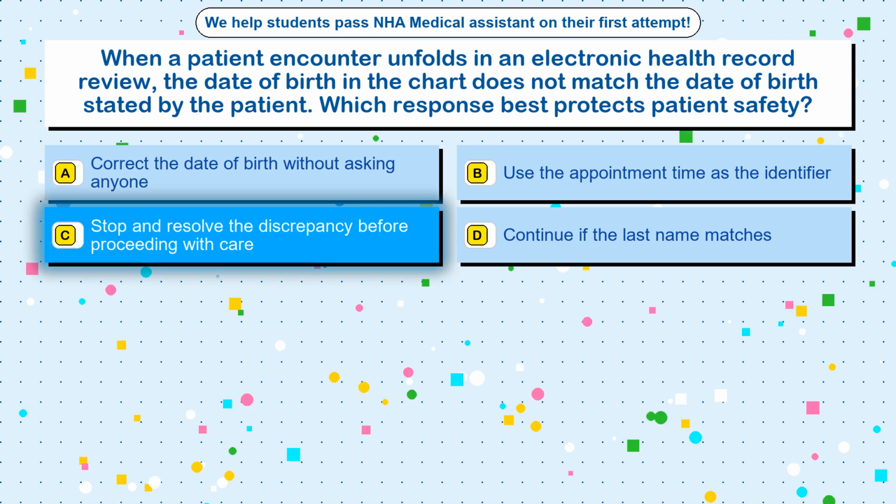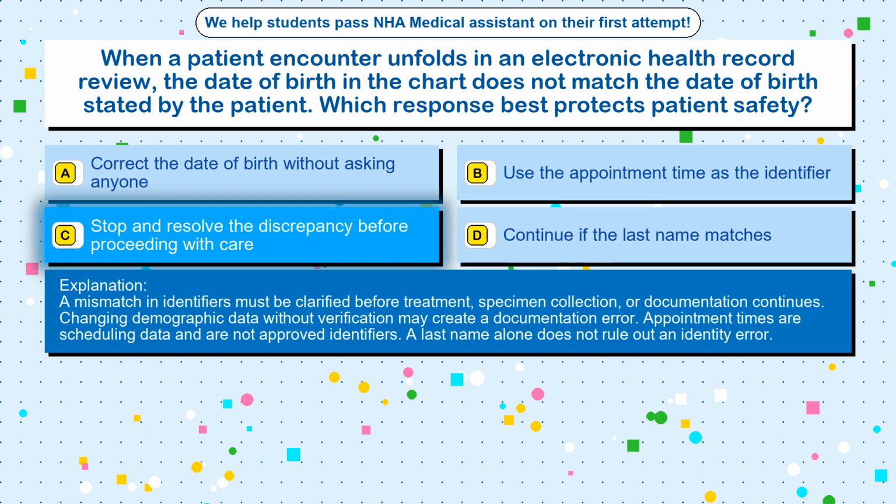The correct answer is option C. Stop and resolve the discrepancy before proceeding with care. A mismatch in identifiers must be clarified before treatment, specimen collection, or documentation continues. Changing demographic data without verification may create a documentation error. Appointment times are scheduling data and are not approved identifiers. A last name alone does not rule out an identity error.